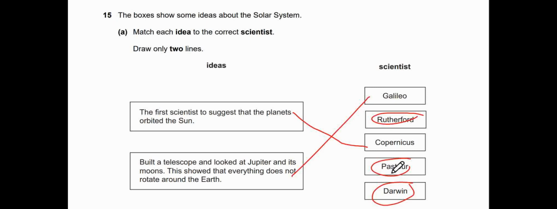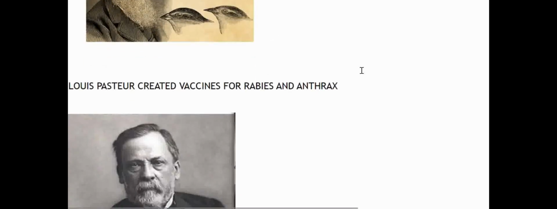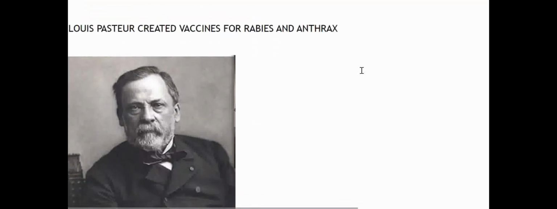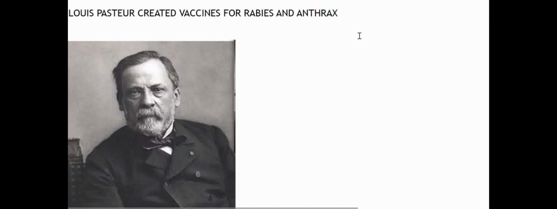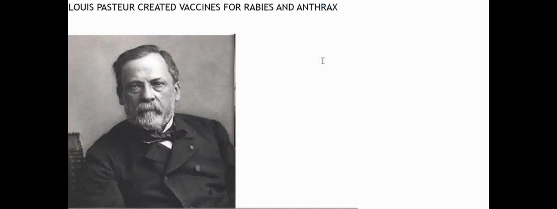Now, Pasteur and Darwin are scientists in the biology field. Darwin is well known for his theory of evolution by natural selection, while Louis Pasteur created vaccines for many diseases and is also well known for the pasteurization method.